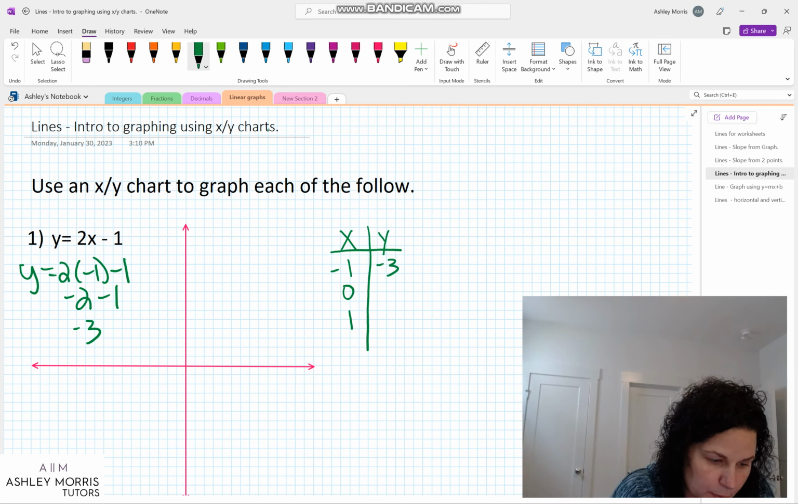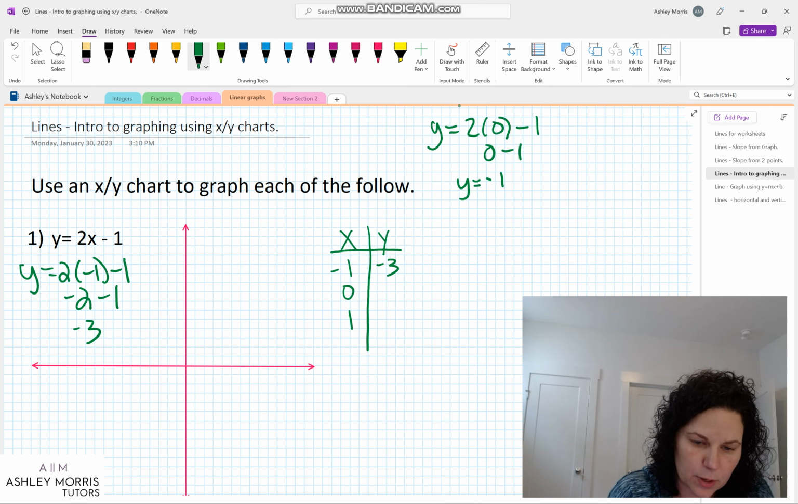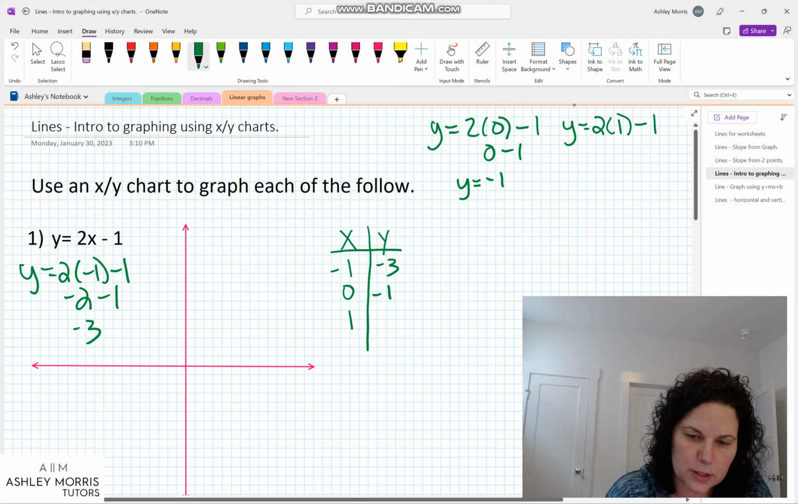And we're going to plug in 0. I don't really have a whole lot of space because my face is in the way. I'm going to come over here and do it, okay? 2 times 0 minus 1. 2 times 0 is 0, minus 1 is -1. So Y is -1. Plug in 1. 2 times 1 minus 1 is 2, minus 1 is 1.